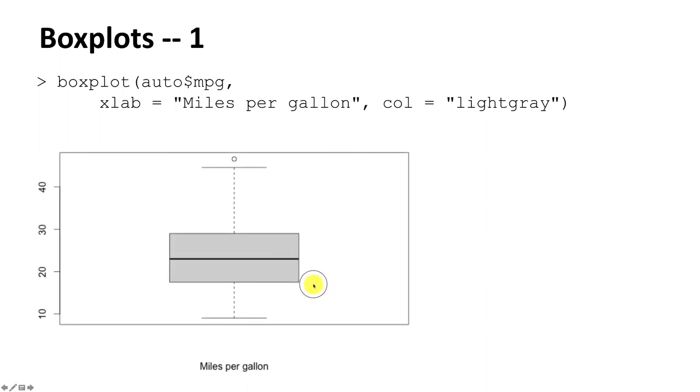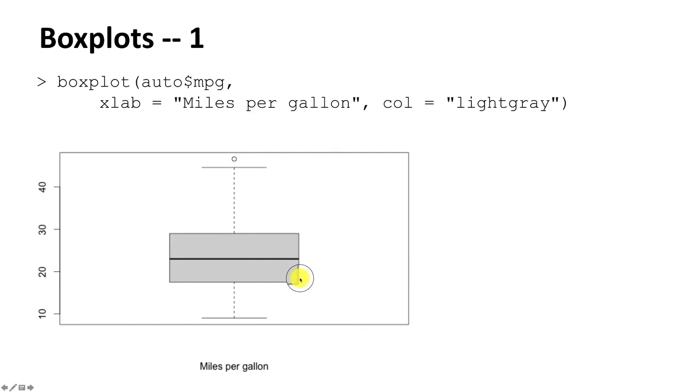In case you don't recall from earlier courses, the box in the box plot shows you the data from the 25th percentile to the 75th percentile, first quartile to third quartile. That's what the box is. So you have an idea of where it is distributed with respect to the overall data.